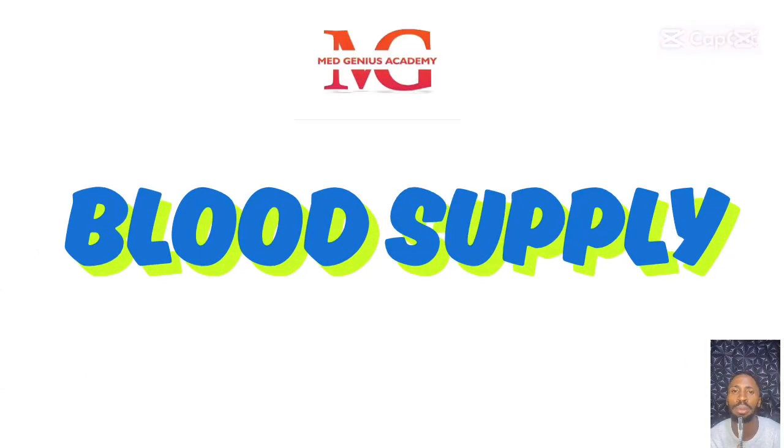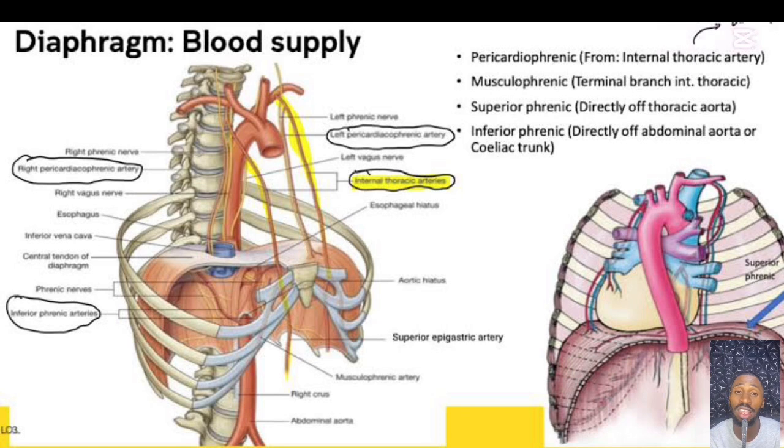Next, we'll be talking about the blood supply to the diaphragm. When I say the blood supply to the diaphragm, I'll be mentioning the arteries. When I mention the arteries, you should also know that there is a corresponding vein too. So the first one is the superior phrenic artery. The superior phrenic artery is a branch of the descending aorta, which is the thoracic aorta. While the inferior phrenic artery is a branch of the abdominal aorta.